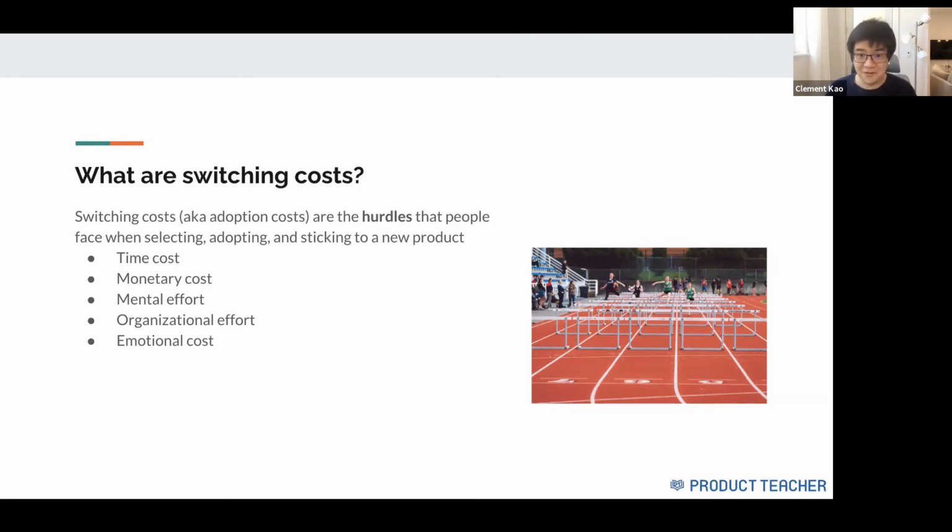There's the mental effort of having to spend all of that time and that energy to think about, well, do we need to switch to another product? And if we do need to switch to another product, right, how do we pick the one that works the best? There's organizational effort, right?